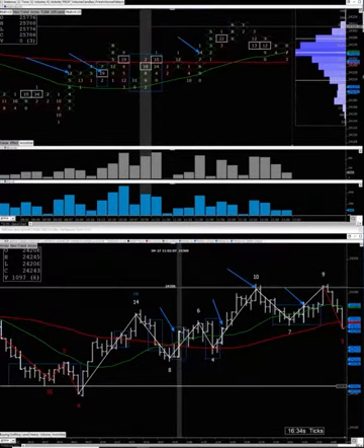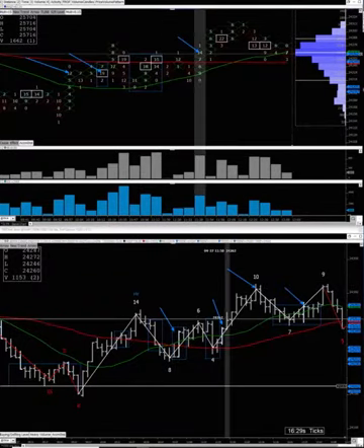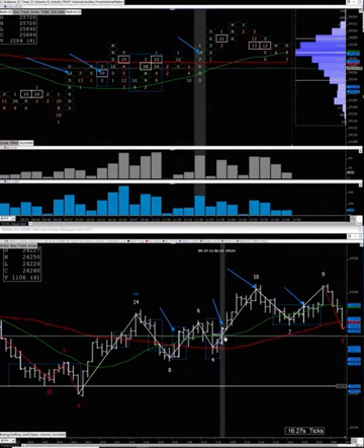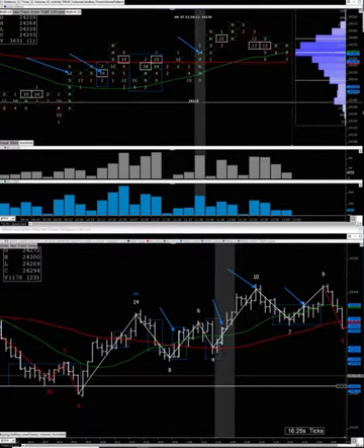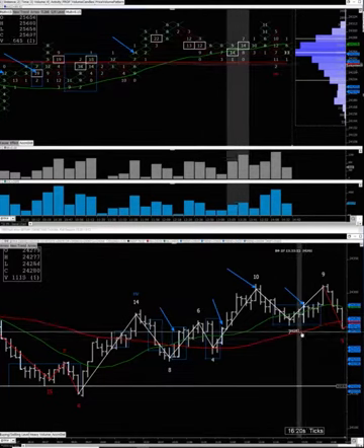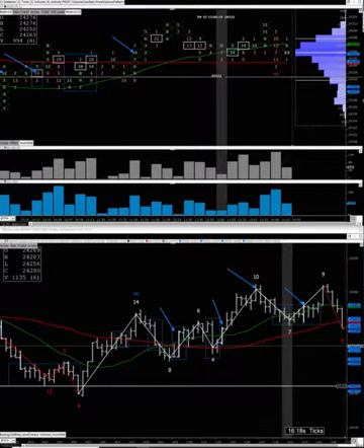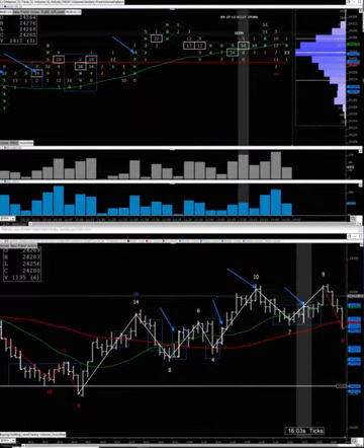You have ease of movement on the bar chart and high volume on the figure chart. You have ease of movement again on the bar chart, high volume on the figure chart. You have again ease of movement on the bar chart and high volume on the figure chart. So it's telling you they're going up with ease of movement and strong buying, as indicated by the high volume.